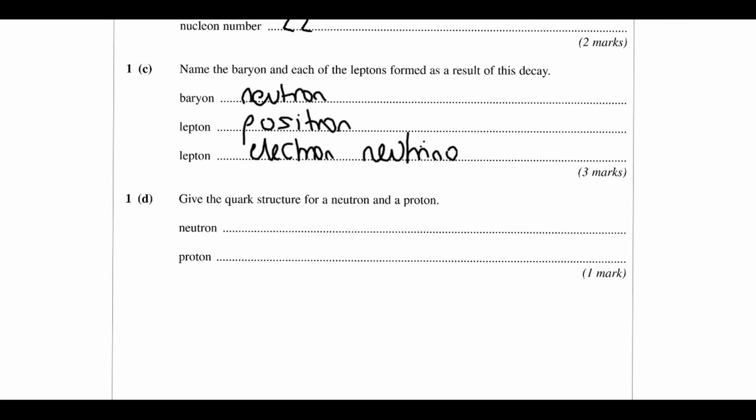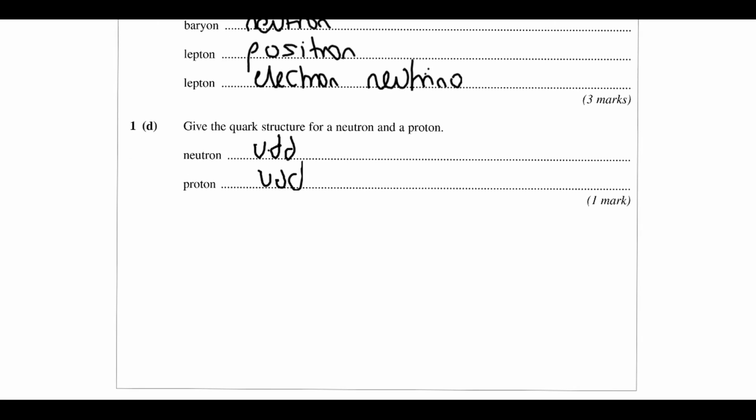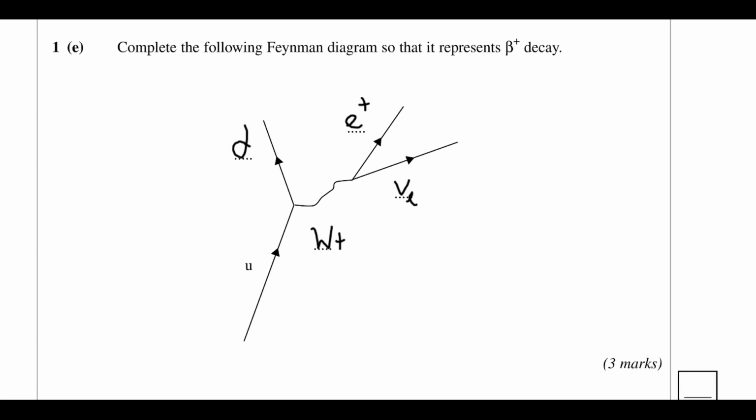So we want to know the quark structure. For a neutron it is up, down, down, because that gives you a charge of plus 2/3 minus a third minus a third, and a proton is up, up, down, because that gives you 2/3, 2/3, minus a third, giving you 1 overall. Alright, so let's move on to the next.